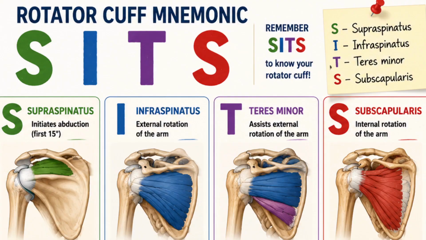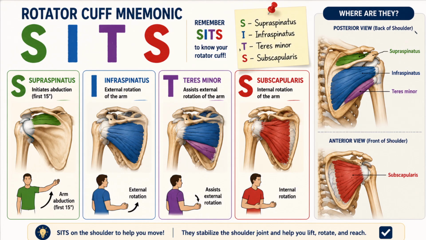The simple mnemonic to remember these muscles is SITS. S stands for Supraspinatus, I stands for Infraspinatus, T stands for Teres minor, and S stands for Subscapularis. Together they function as a dynamic stabilizer of the shoulder joint. The shoulder may be the superstar, but the rotator cuff muscles are the bodyguards of the superstar.